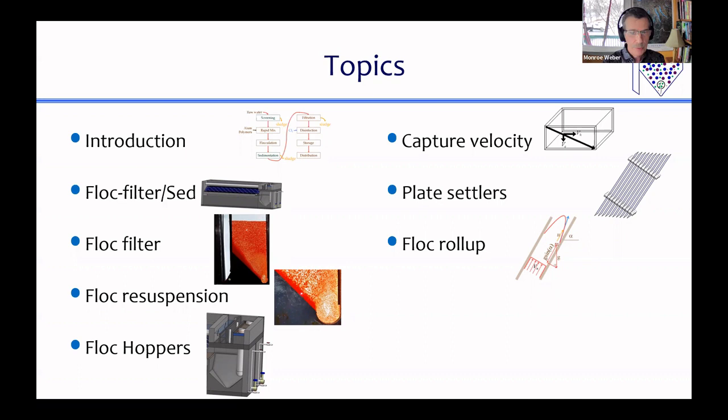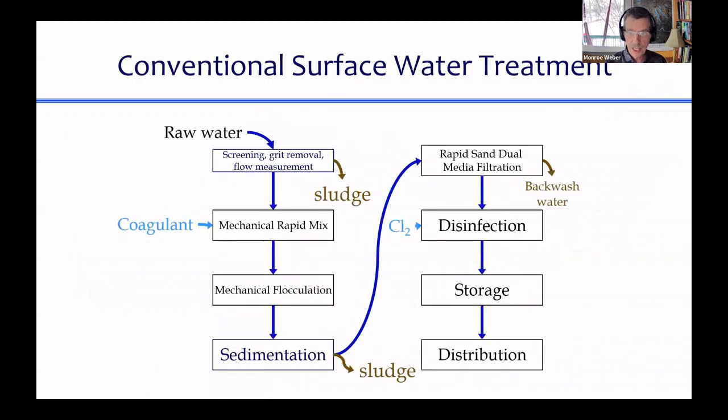Then we'll delve into the flock filter. We'll talk about how the flocks are resuspended. We'll talk about flock hoppers, and then we'll talk about what's happening at the top of the sedimentation tank, which is actually where sedimentation is happening. So we'll talk about capture velocity in the context of plate settlers, and we'll talk about a crazy phenomenon called flock roll-up. So that's what's coming over the next 2 weeks, 4 lectures.